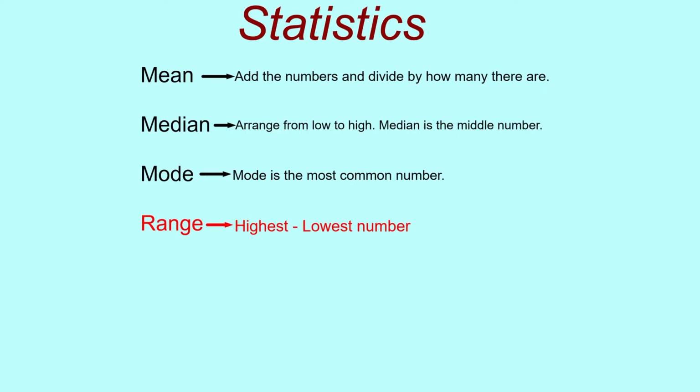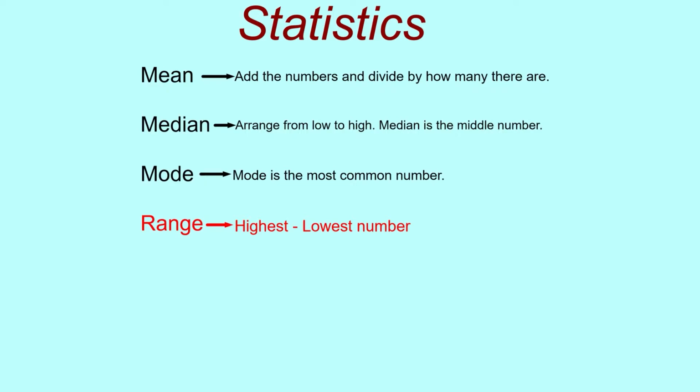The mean's probably the one most people are familiar with. When people talk about the average, in general, they're talking about the mean. To calculate the mean, we add all the numbers together and divide by how many numbers there are. Quite simple processes for all of these.